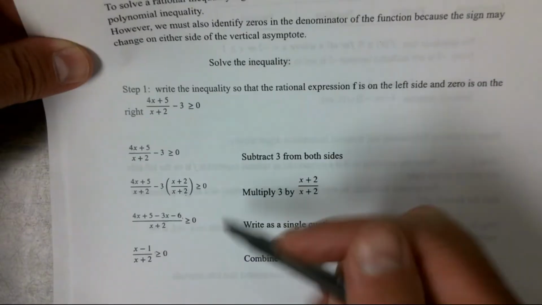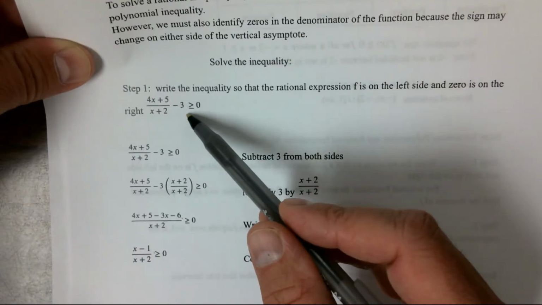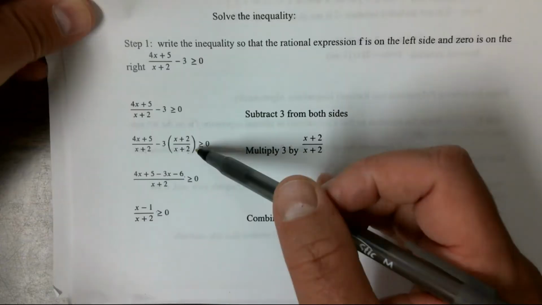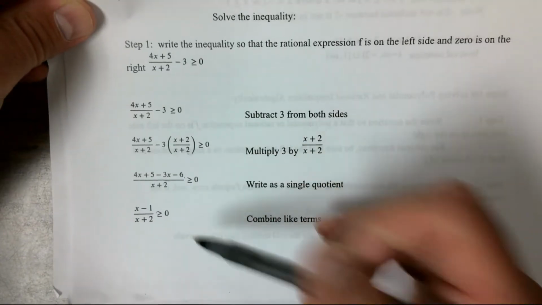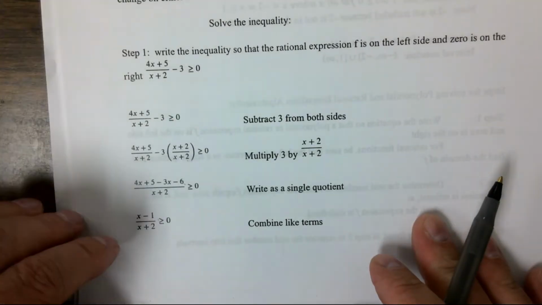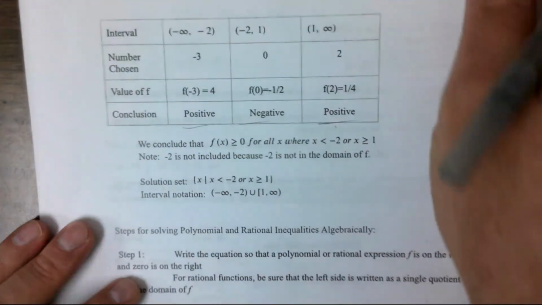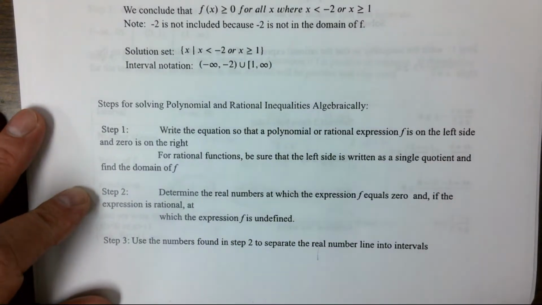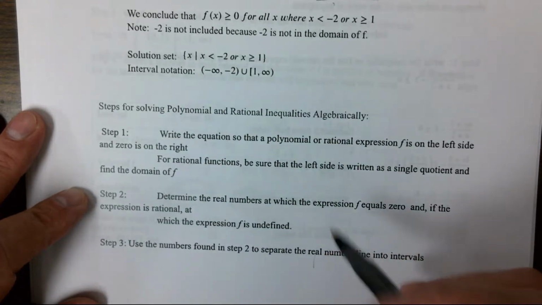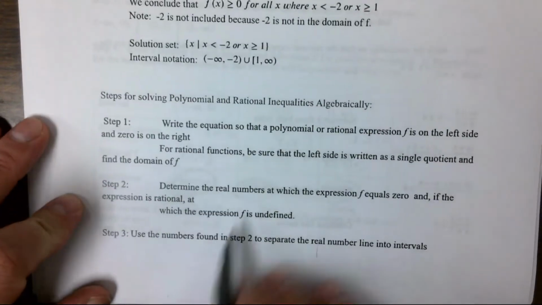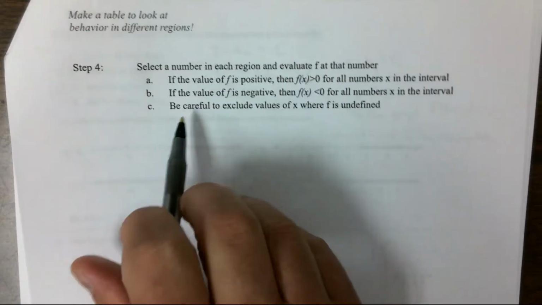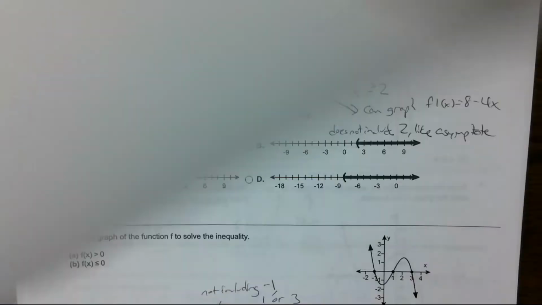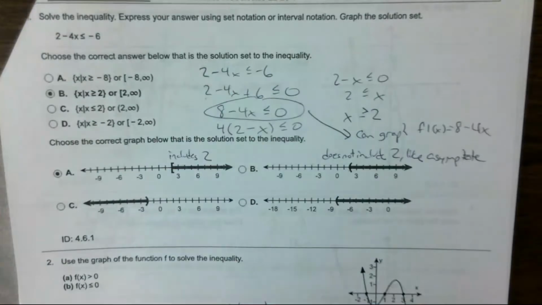On this end, on this example, they brought the terms over, got a common denominator, and worked it out. Again, I would probably just graph it. And again, there's where they tested the values. So the part for the steps we've already discussed. It's basically put 0 on the right, find your real numbers, break it into intervals, and make a table and see where it's positive and negative. Okay, so now moving to the actual problems.